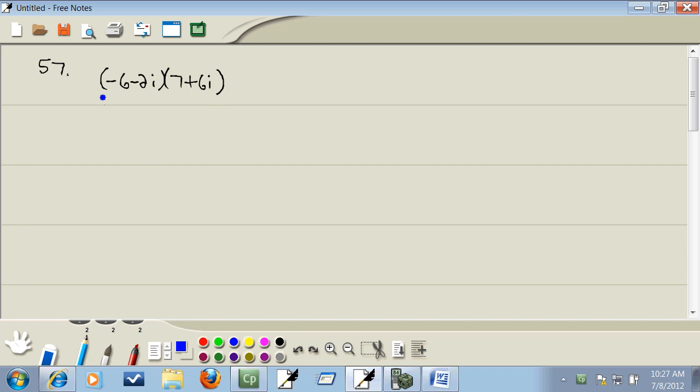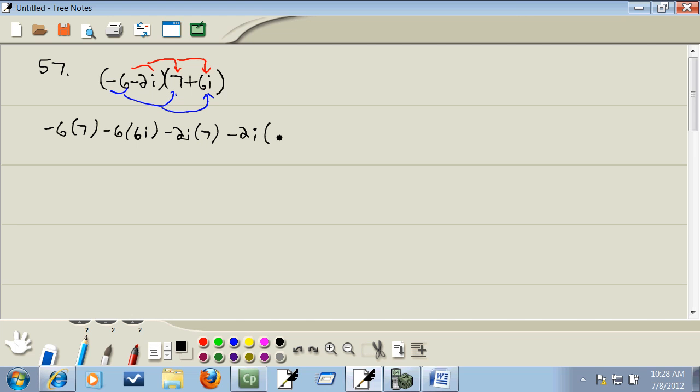Well, I'm going to take the negative 6 in my first parentheses, multiply it times the 7 and times the 6i in the second set of parentheses. And I'll take the negative 2i and multiply it times 7 and times the 6i. So let me write down what we just said. Negative 6 times 7, negative 6 times 6i, negative 2i times 7, and negative 2i times 6i.